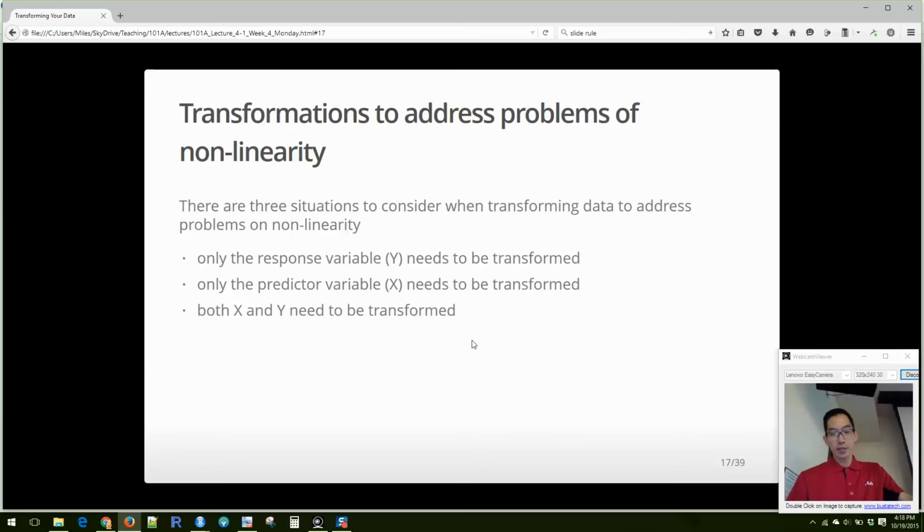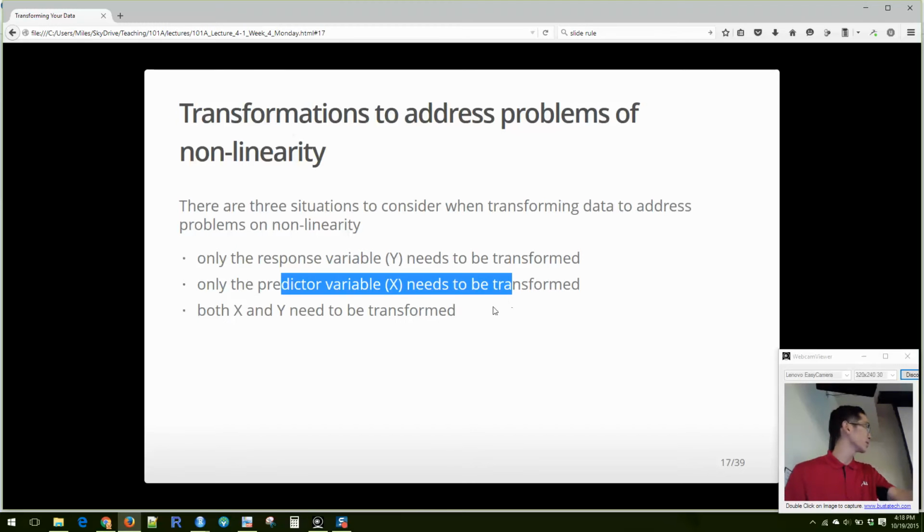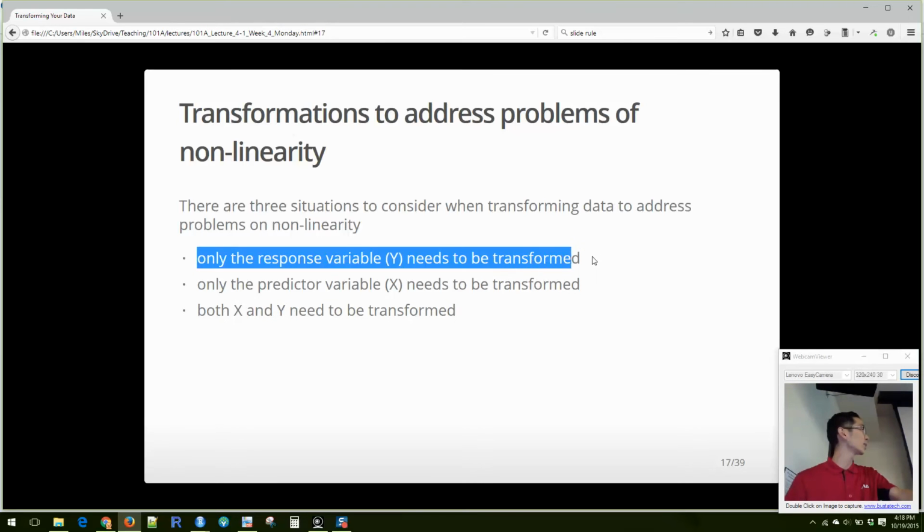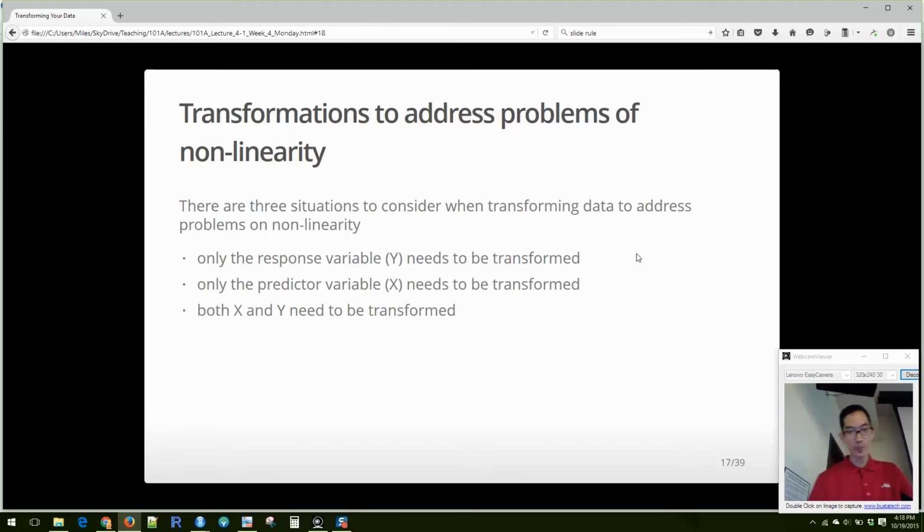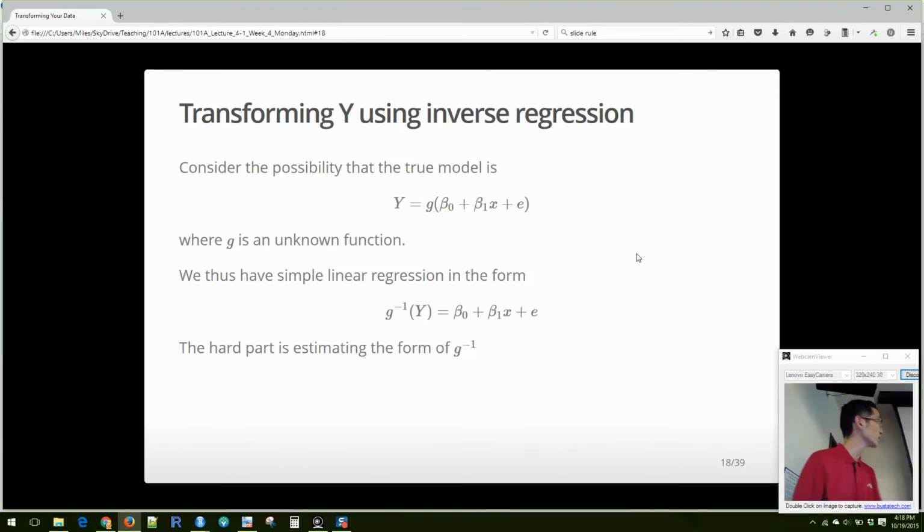All right, so now we can talk about transformations to address problems of nonlinearity, okay? Sometimes only the y needs to be transformed. Sometimes only the x needs to be transformed. Sometimes both x and y need to be transformed. And I only finished the slides for when only y needs to be transformed, but we'll see how far we get and maybe what I can talk about without the slides.